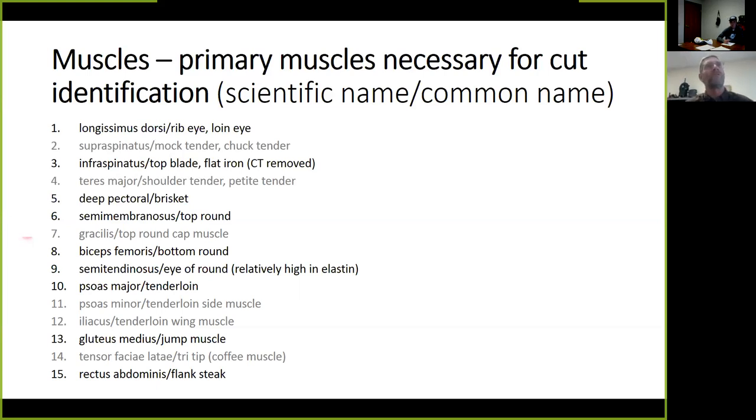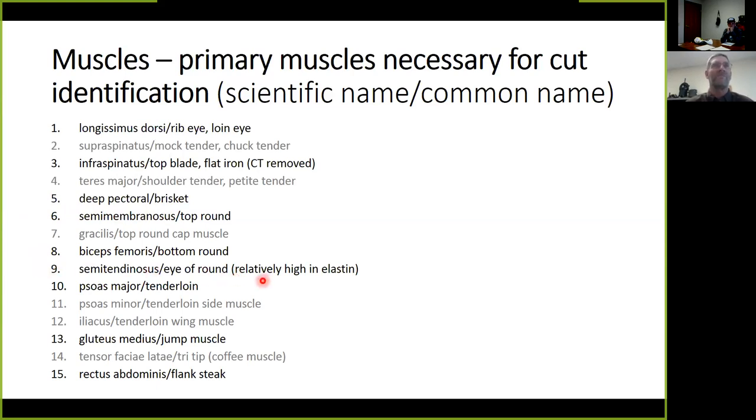Those 3 muscles are the muscles of the hind leg, the primary muscles of the hind leg. The top or the inside is the semimembranosus, the bigger muscle probably that you'll see. The biceps femoris or the bottom round is the outside muscle. The semitendinosus or the eye of round is another outside muscle.